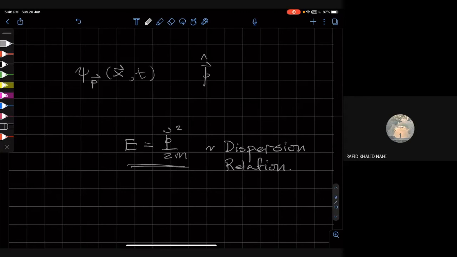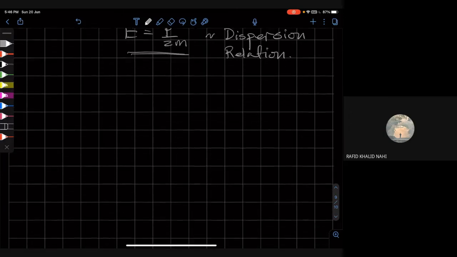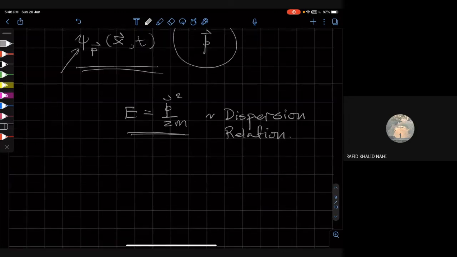So in the presence of a potential, this dispersion relationship will be more complicated. But that doesn't mean that these things will cease to be the momentum eigenstates of these operators. They'll still be the momentum eigenstates. These things just won't be the solution to the Schrodinger equation, because now you have a potential energy term. So E will be a more complicated function of P.